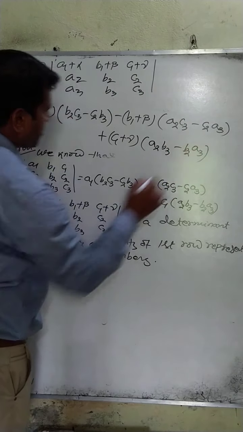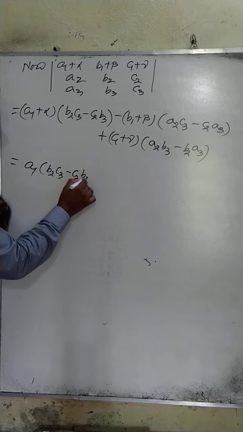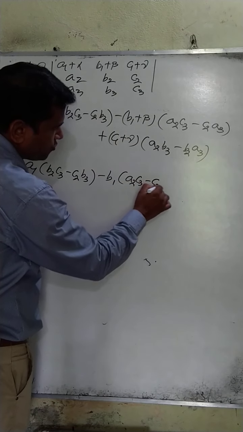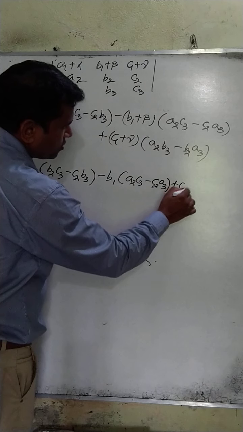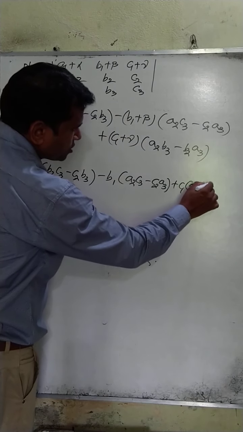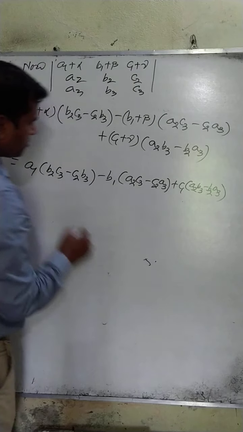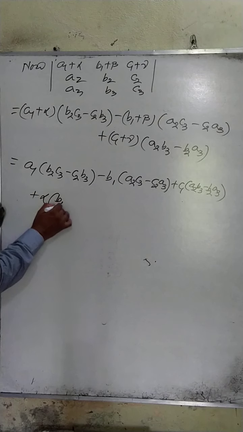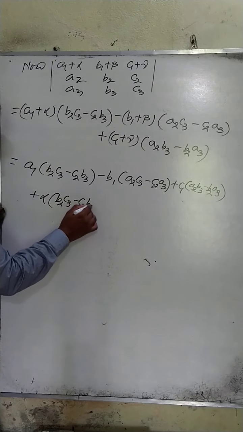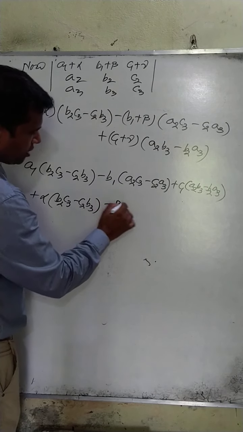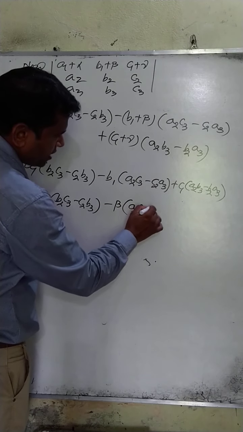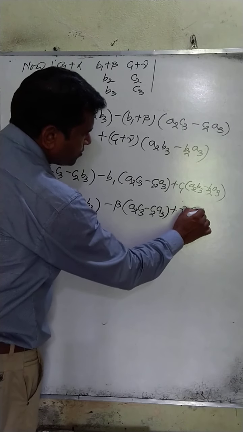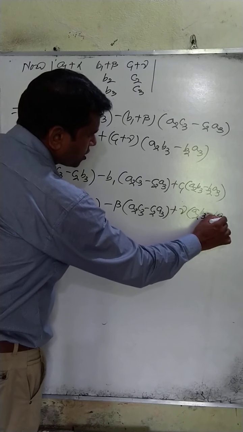A1 whole into B2, C3 minus C2, B3, minus B1 whole into A2, C3 minus C2, A3, plus C1 whole into A2, B3 minus B2, A3. Okay, plus alpha whole into B2, C3 minus C2, B3, minus beta whole into A2, C3 minus C2, A3, plus gamma whole into A2, B3 minus B2, A3.